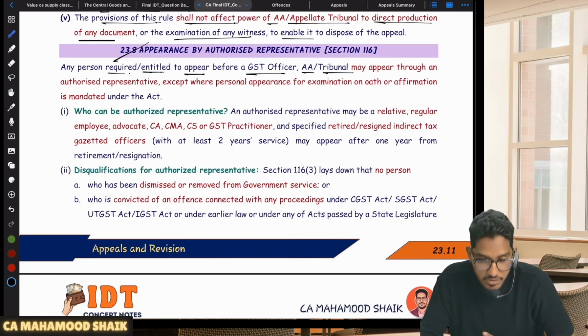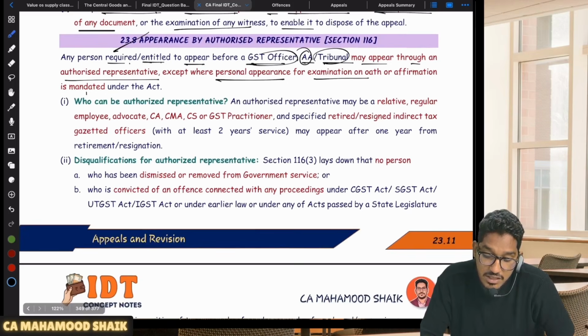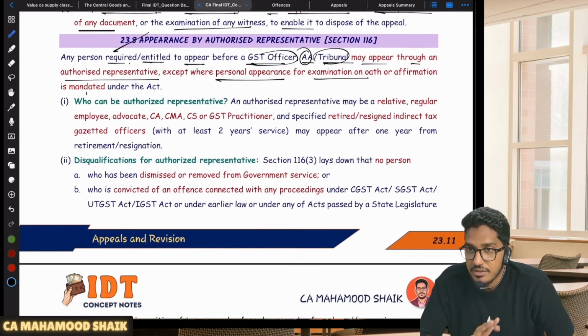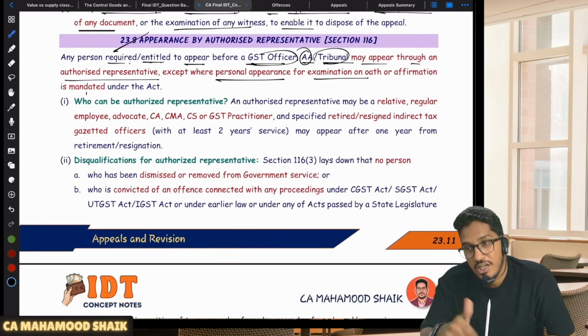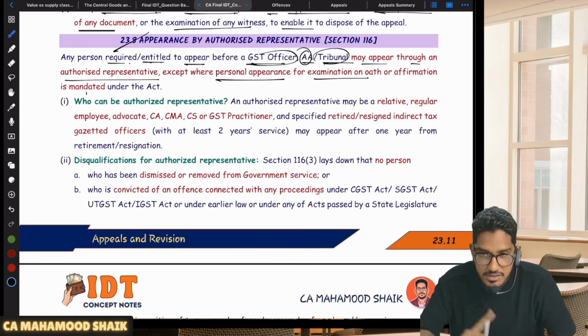So if you are required or entitled to appear before a GST officer or appellate authority or tribunal only, you may appear through an authorized representative, except where personal appearance for examination on oath is mandated. If it is required that only that person has to be examined on oath, you can't send your relative to take the oath. You only have to go for the oath. In all other circumstances, you can send your representative.